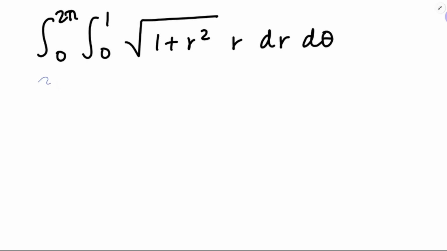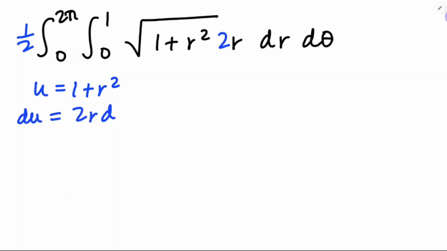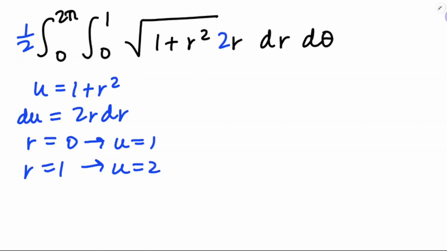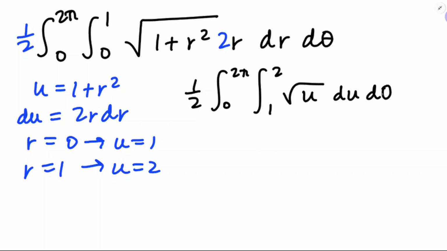I'm going to let u equal 1 plus r squared. Okay, well, I would prefer this to be 2r, so I can make that happen that way. So du equals 2r dr. And then that's exactly what I've got. Okay, I'm going to convert my bounds. R equals 0 gives me u equals 1, and r equals 1 is going to give me u equals 2. So I'm going to have a 1/2 of the integral from 0 to 2 pi. In u, I've got the integral from 1 to 2 of the square root of u du d theta.